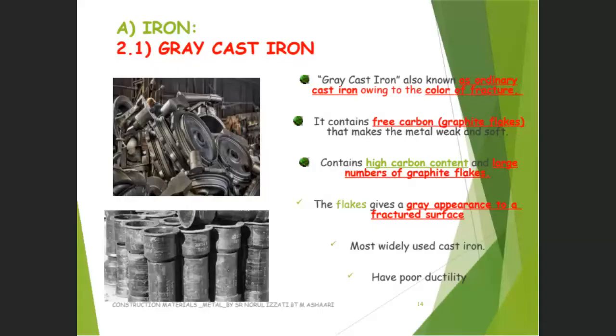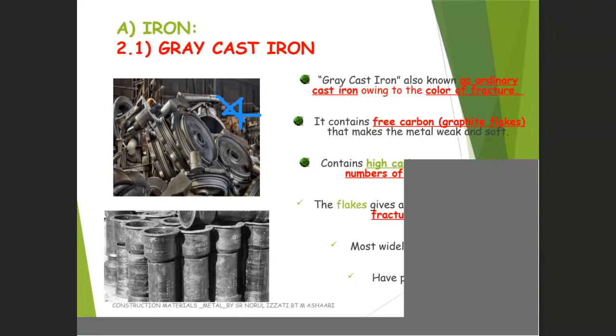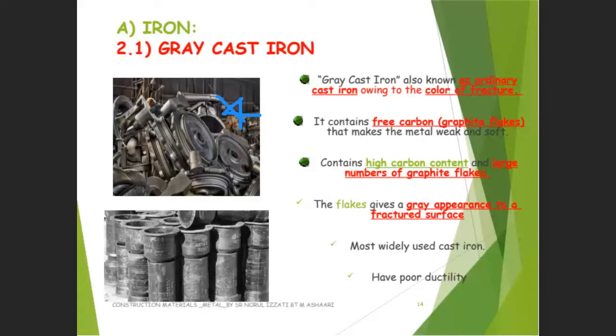Okay, let's look at the first one, basic usage of the grey cast iron that you normally see. This is the grey cast iron, normally at the car, at the lorry part, near to the tire of the vehicles. The grey cast iron is also known as ordinary cast iron, owing to the color of the fracture. It means the color itself is already grey, that contains free carbon, or we call this one the graphite flake.